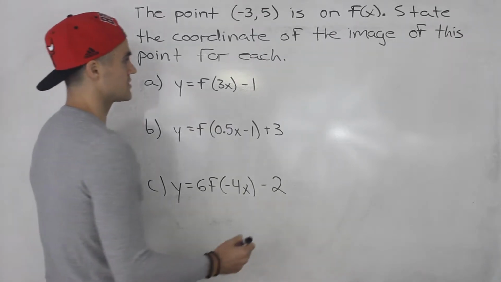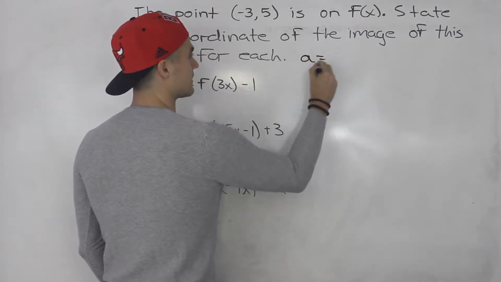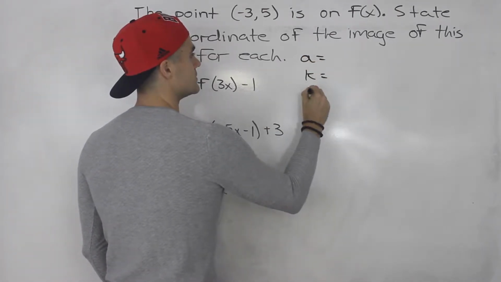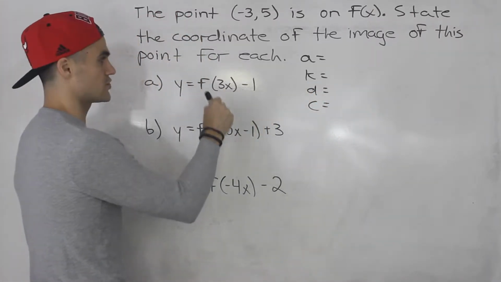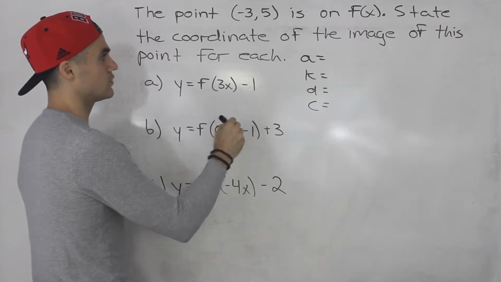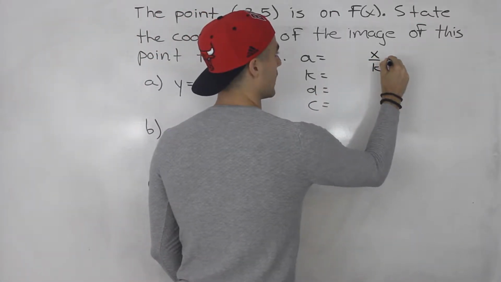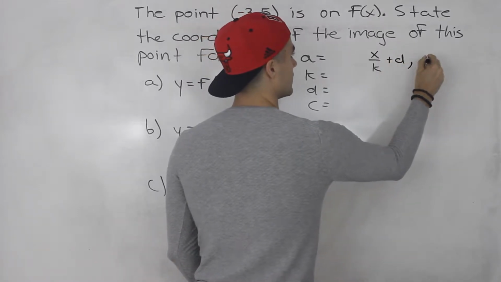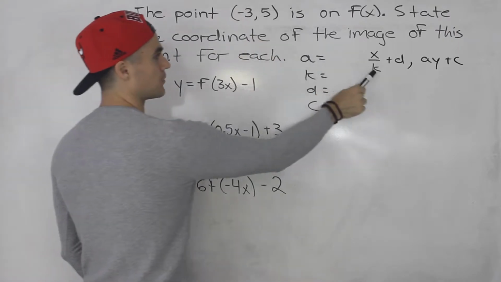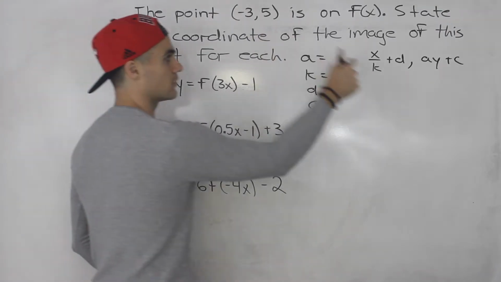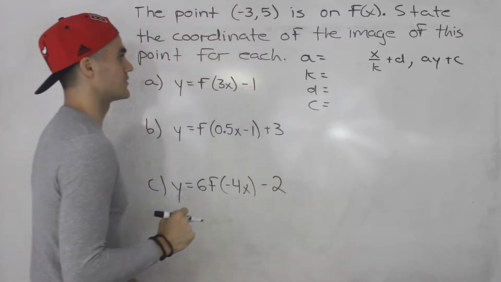So these questions are pretty simple. What you want to do is get the a, k, d, and c values, the transformation values for each of them, and then put them through the transformation formula: x/k + d, ay + c. So the -3 we would put through this formula, and then the 5 we would put through this formula, depending on what those transformation values are.